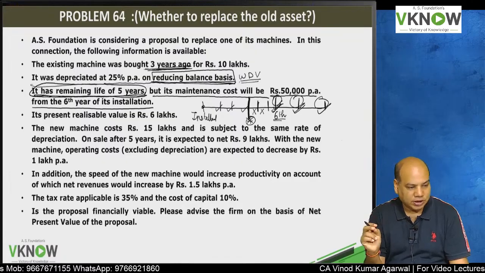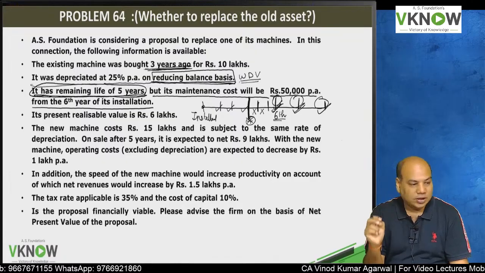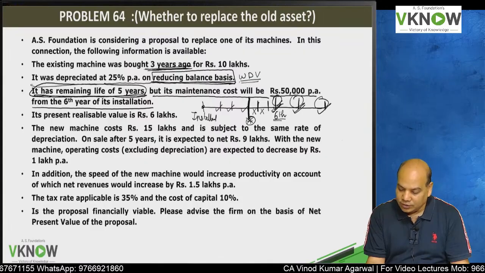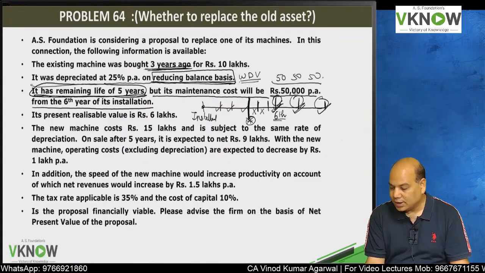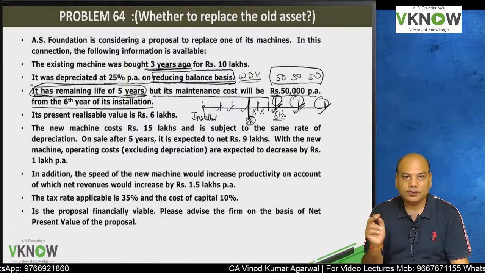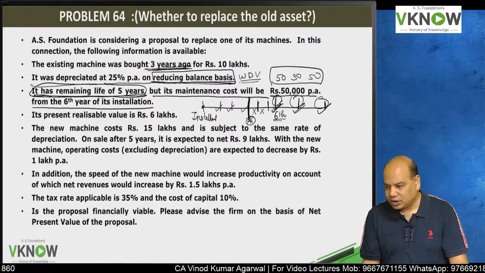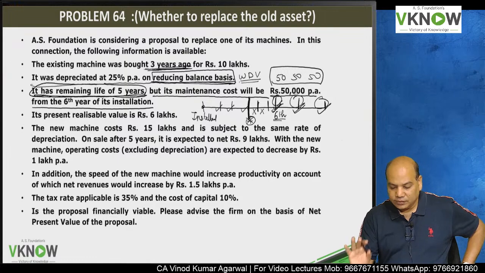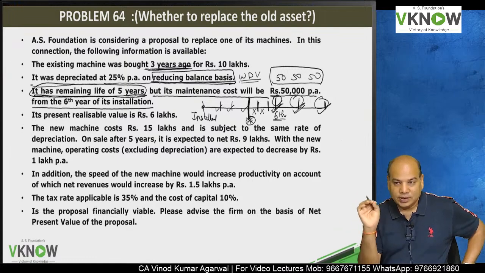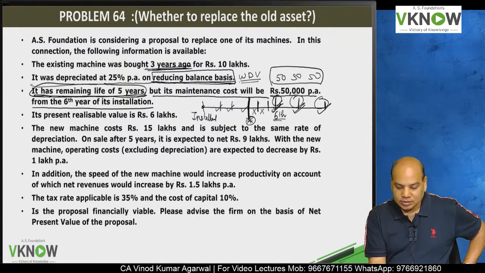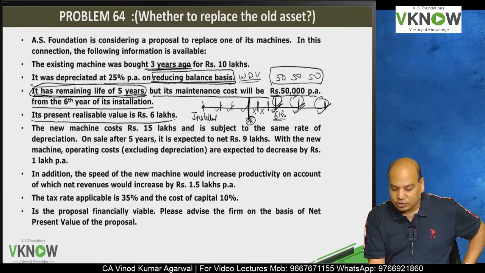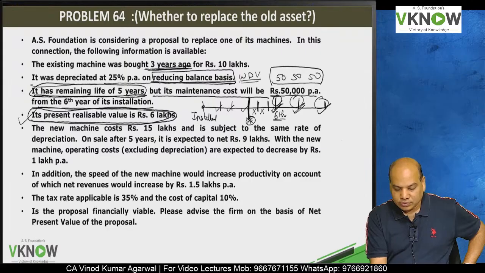of the old machine, in the last 3 years, we are going to incur 50,000 maintenance cost if we continue with the old asset. If we continue with the old asset, we'll get 50k, 50k, 50k. But if we sell it, we will save it. Its present realizable value is 6 lakh. Today it can be sold for 6 lakh.